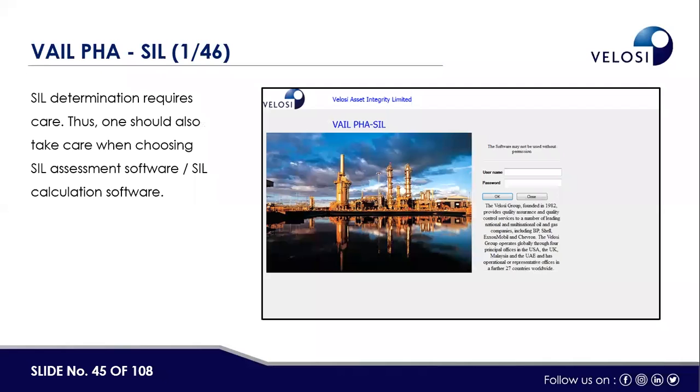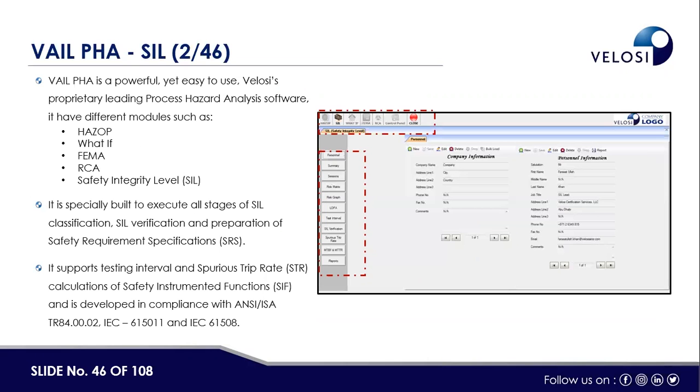So the theoretical part we have completed. Now we will go through the software part, in which we will discuss each tab of the software, which is VAIL-PHA SIL. SIL determination requires care, so one should also take care when choosing the SIL assessment or SIL calculation software. VAIL-PHA is a powerful yet easy to use, Velosi's proprietary, leading process hazard analysis software. It has different modules: we can conduct HAZOP, what-if analysis, FMEA, RCA, as well as SIL, safety integrity level.